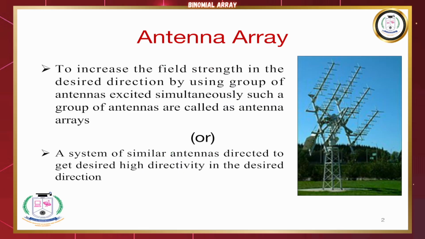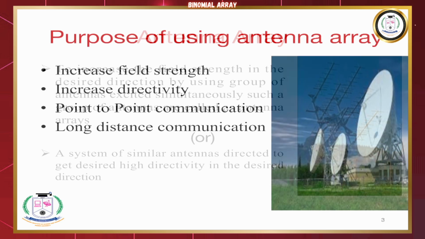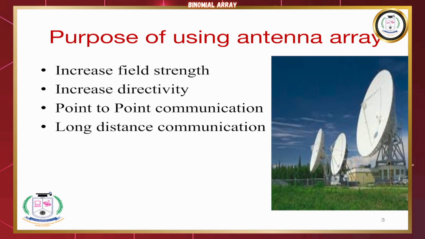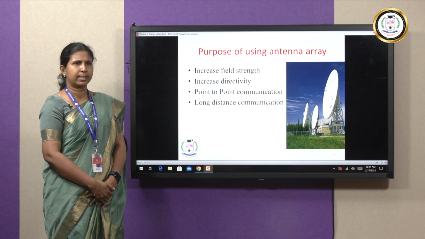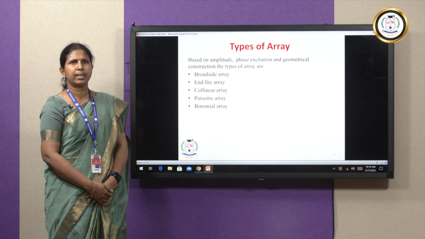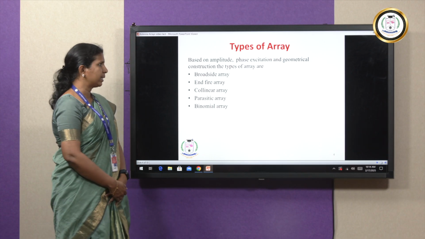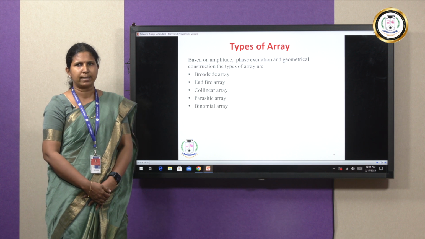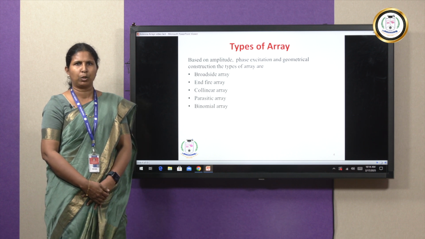The main significance of an antenna array is to increase the directivity in a particular direction. The purposes of using antenna arrays are to increase field strength and directivity, and they are mainly used in point-to-point communication and long-distance communication. Based on the amplitude, phase excitation and geometrical construction, the arrays are classified into various types. The first one is the broadside array, the second is the end fire array, the third is the collinear array, the fourth is the parasitic array, and the fifth is the binomial array.